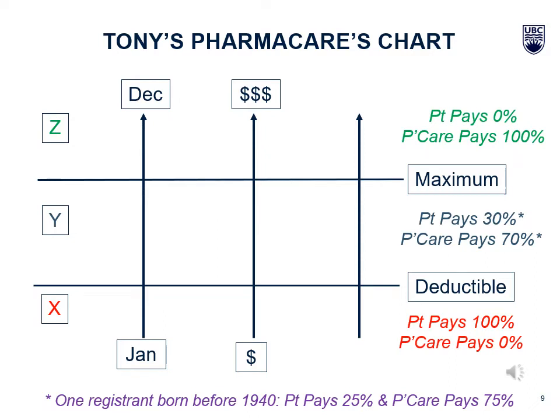Every year my pharmacy students ask me, is 1940 a fixed year or does it change from year to year? 1940 is a fixed year, and the reason for this is because PharmaCare is gradually reducing the number of patients who are eligible for enhanced PharmaCare coverage. Eventually, everyone who is between their PharmaCare deductible and maximum is going to be receiving the 30-70 split.